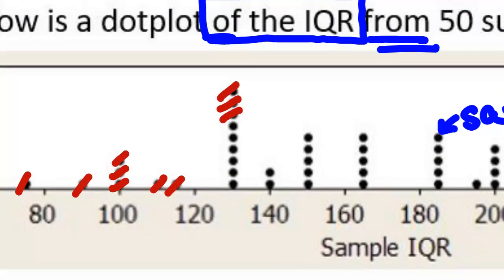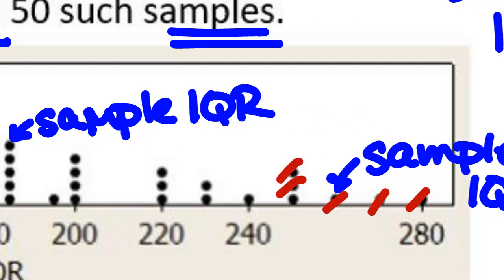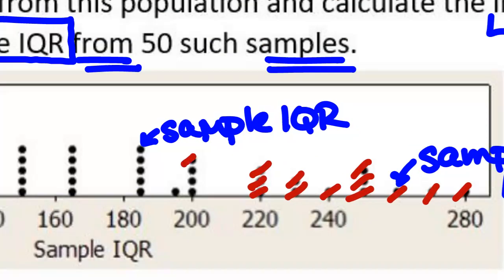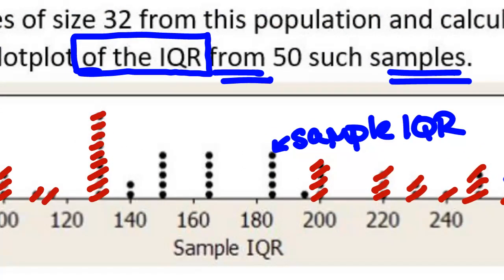Oops, wrong way. 3, 4, 5. 1, 2, 3, 4, 5. 1, 2, 3, 4, 5, 6. 1, 2, 3, 4, 5, 6. 1, 2, 3. Well, without even continuing to cross off, I know my median is going to be in here.